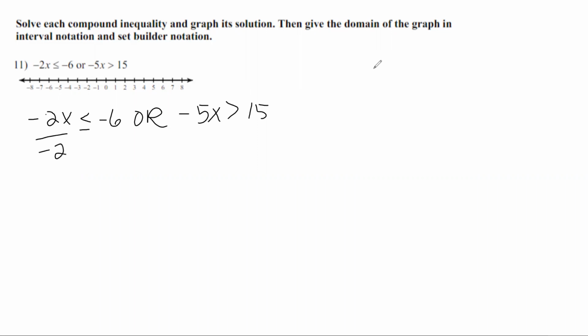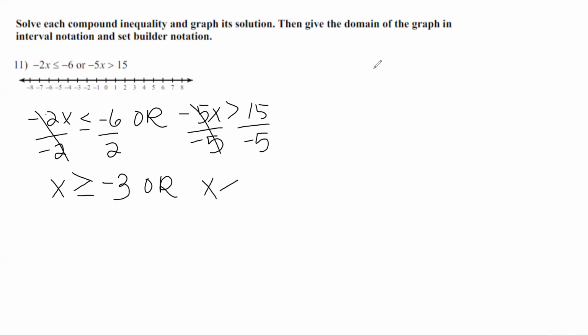I'm going to divide both sides by -2 on the left. And we're not going to make the same mistake we did last time. We are going to change the direction of the symbol of our inequality: -3. Or do the other one. Negative 5x is greater than 15. We're going to divide by a negative on both sides. And whenever we multiply or divide by a negative, we have to change the direction of the sign. All right. So we have x is greater than or equal to negative 3, or x is less than 3.